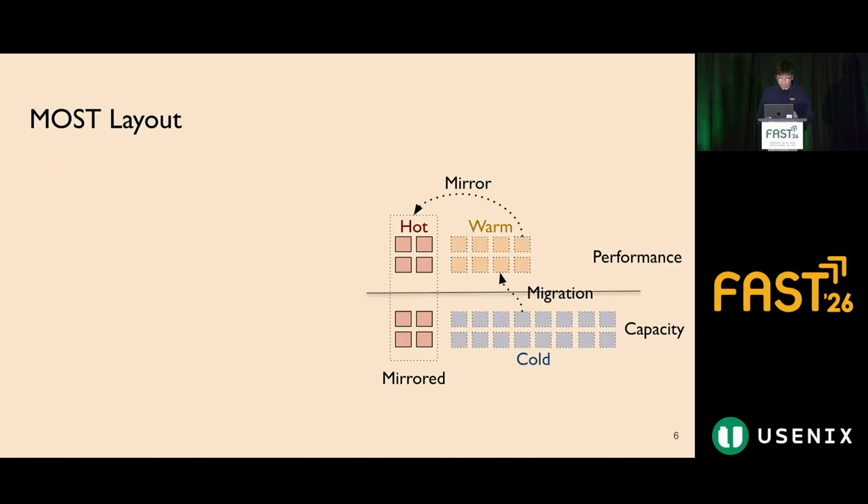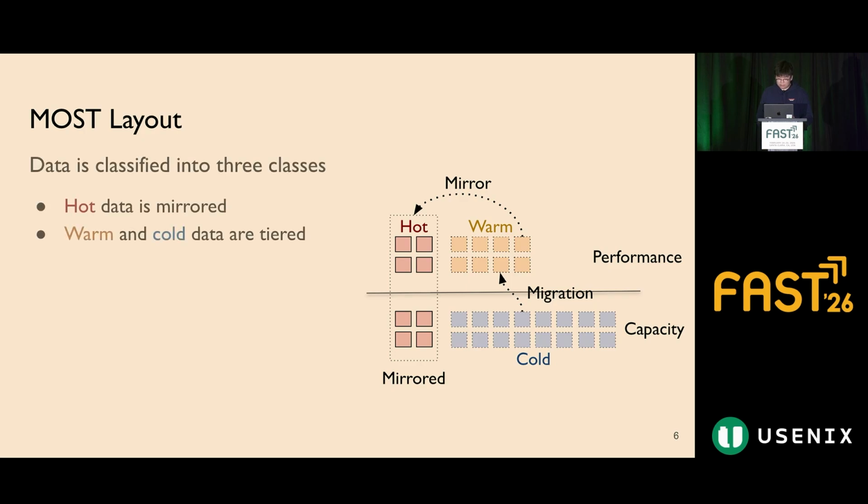So let's start with how the data is laid out in the MOST system. MOST classifies data into three categories. The hottest data is mirrored, the warm data is placed on the performance tier, and the cold data is placed on the capacity tier. We use similar hotness tracking as previous systems, in which we maintain a read-write counter for each block and periodically halve them to keep freshness.